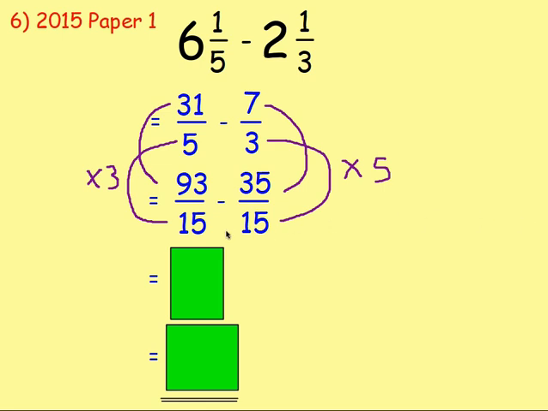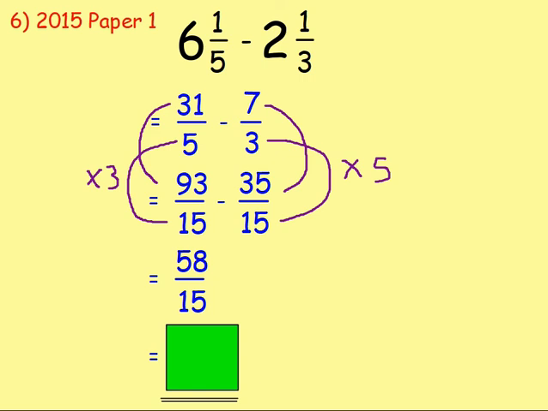Woo! Thumbs up. So because they're both 15ths, it means you can now subtract the numerator. So you can do 93 take away 35, which gives you 58. From there, the number at the top is bigger. We've got a 58 on the top, we've got a 15 on the bottom, so it's an improper fraction. Whenever you get an improper fraction, rewrite it as a mixed number.